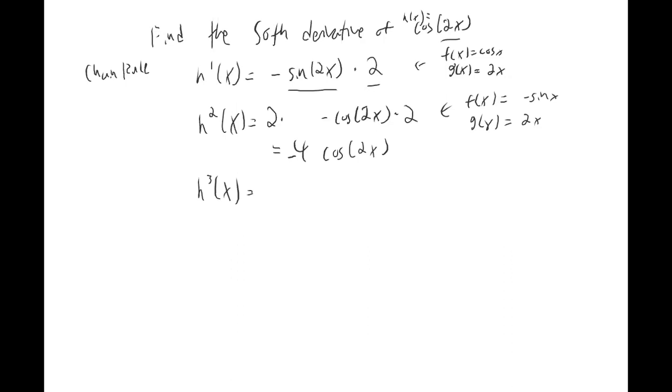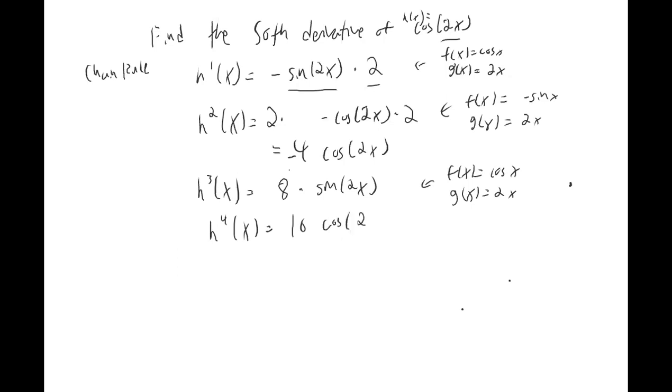Now, once you get to H4, I mean H3, it's the same exact thing. Here my f of x is cosine of x, the negative 4 doesn't matter, you just pull it out, and g of x is 2x. You'll get 8 times sine of 2x. I'm leaving this for you to check so you can practice the chain rule. And then here you're going to get 16 cosine of 2x.